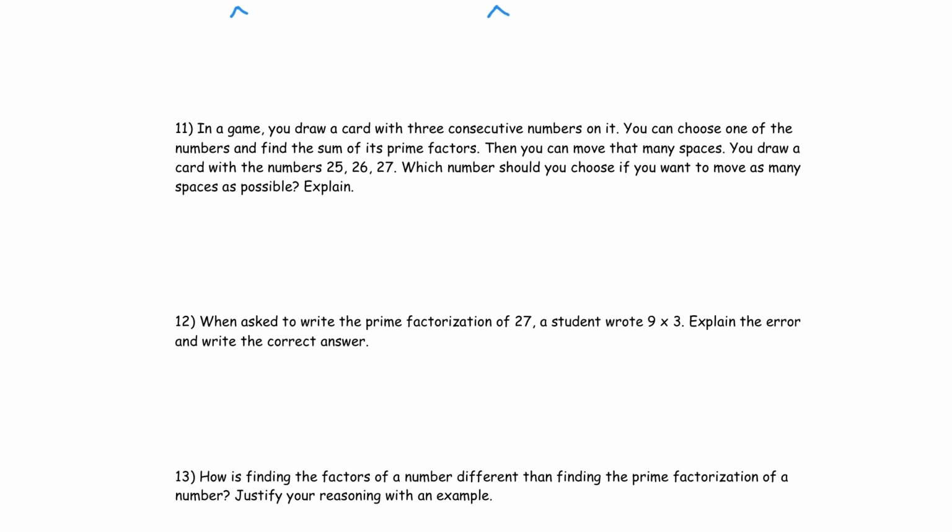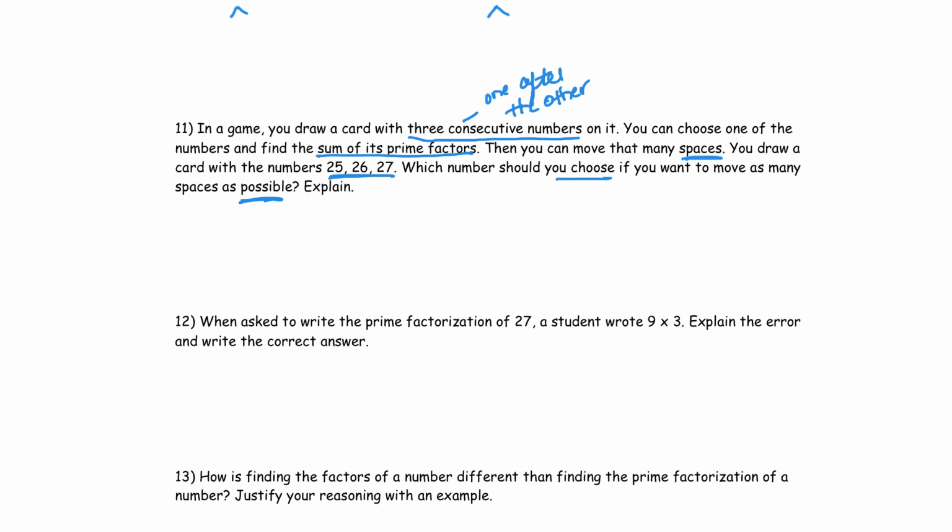In a game, you draw a card with 3 consecutive numbers on it. Now remember, the word consecutive means one after the other. You can choose one of the numbers and find the sum of its prime factors. Then you can move that many spaces. You draw a card with the numbers 25, 26, and 27. Which number should you choose if you want to move as many spaces as possible?